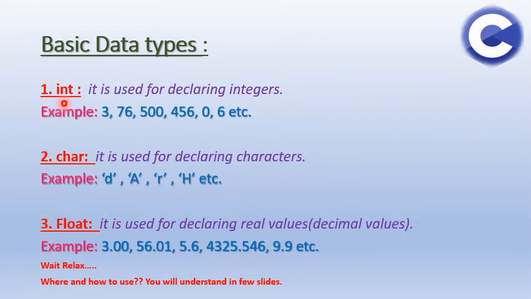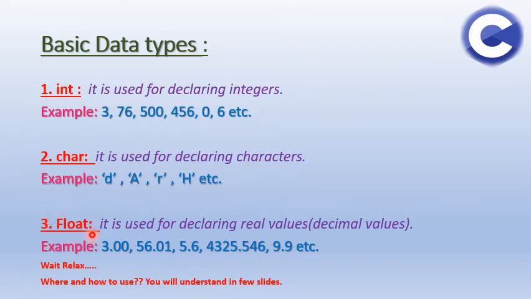First is the int data type. It is used for declaring integers. Example: 376, 500, 456, etc. This is your char data type. It is used for declaring characters. Example: D, A. Uppercase and lowercase are all acceptable, but it must be a character only.